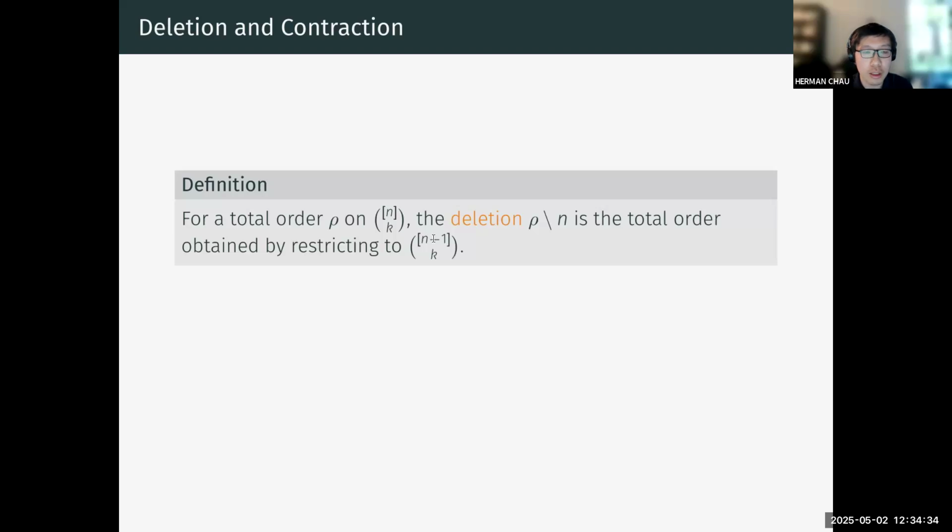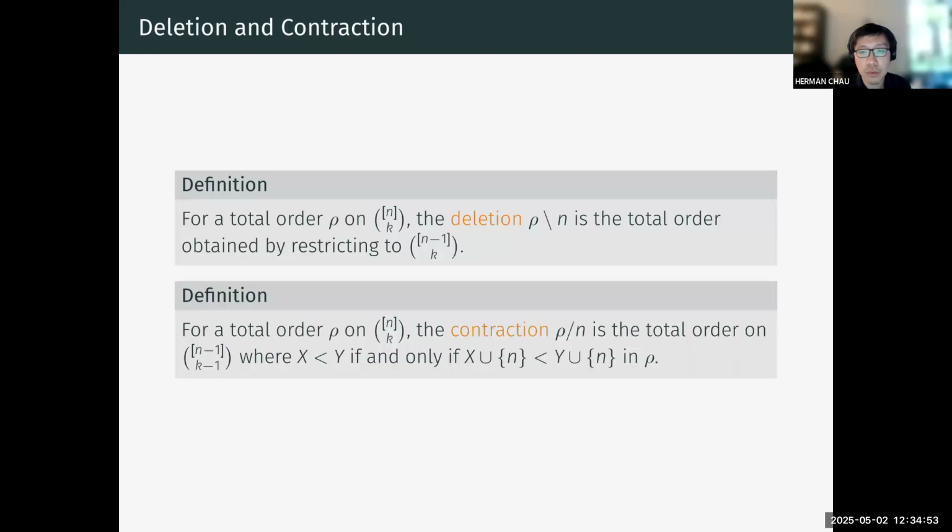We can now also do deletion and contraction on total orders. So if I take a total order rho on bracket n choose k, the deletion is where I just consider the total order restricted to bracket n minus 1 choose k. So, again, we ignore everything that contains n. And then the contraction is a similar operation where we look at the total order on bracket n minus 1 choose k minus 1. We basically restrict to all the elements that contain n and then delete the value n from them to obtain the contraction, rho contract n.